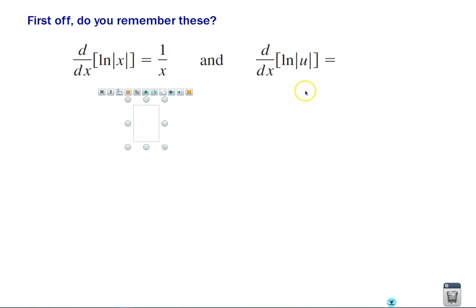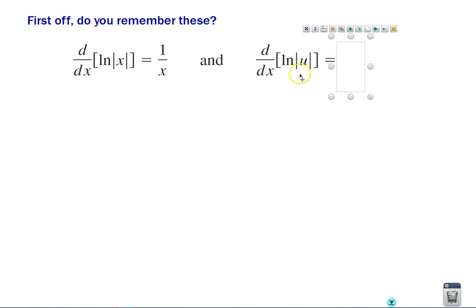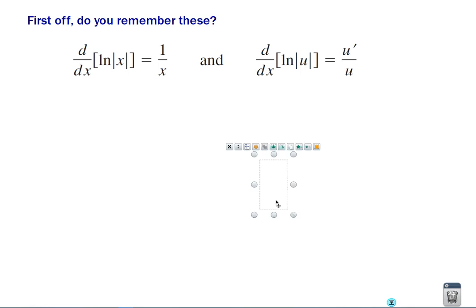Okay. And then the derivative of the natural log of u is just 1 over u times u prime, or u prime over u. Okay. So this is how we take the derivative. But that was a couple units ago. Now we are learning how to take the antiderivative. So we're going to go the other direction.